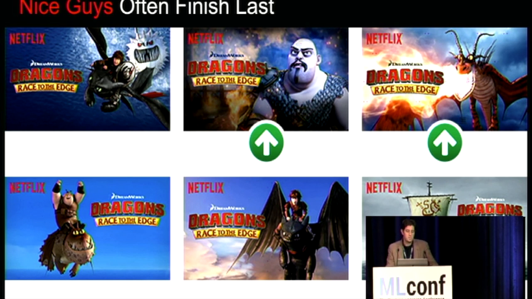Another example is this movie. It says nice guys often finish last, so the two best performing images show villains as opposed to the hero, which is that boy here, who didn't end up performing that well. Basically, it means maybe you're attracted to click on watch the movie because of the character that's in the asset.